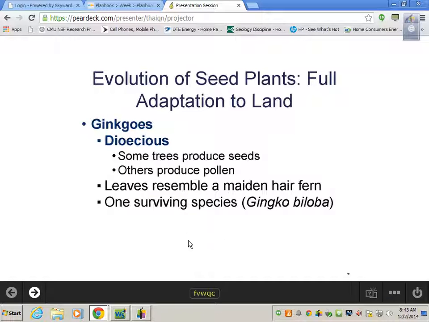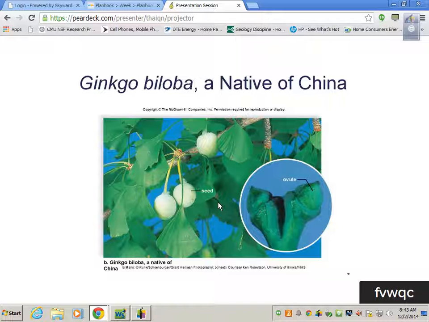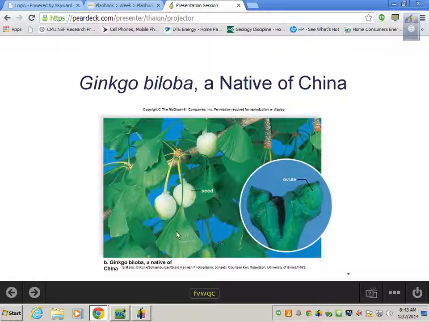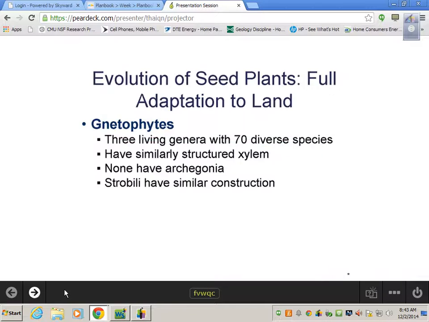Anybody seen one of these? This is a ginkgo biloba. Who's seen the ginkgo biloba tree in Michigan? They usually plant them at universities. No? Okay. You can buy them as a supplement. Take a pill of them. But they are native in China, not in Michigan.